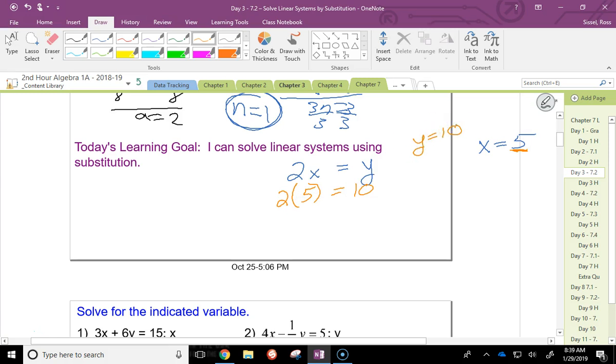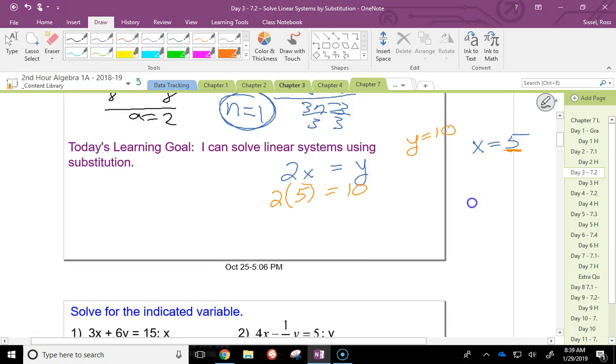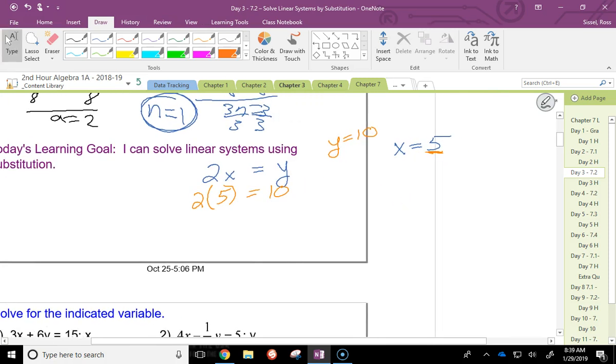Simple, right? The only difference we're going to do today, instead of me saying x equals 5, I'm going to say something like x equals 5y plus 2.